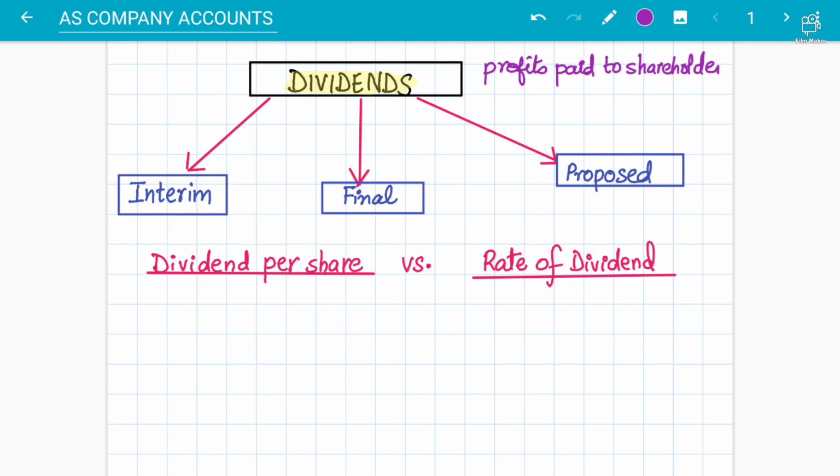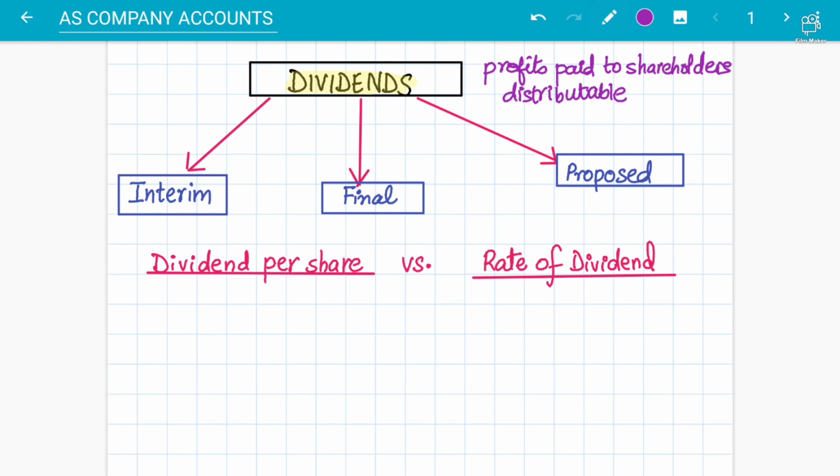This is basically from the distributable profit. Some profit you have to retain in the company in the form of retained earnings, but some of the profit is distributable as well, and it has to be paid to the owners of the company, that is the shareholders. Dividends can be paid in three forms. There are three main things in dividends.